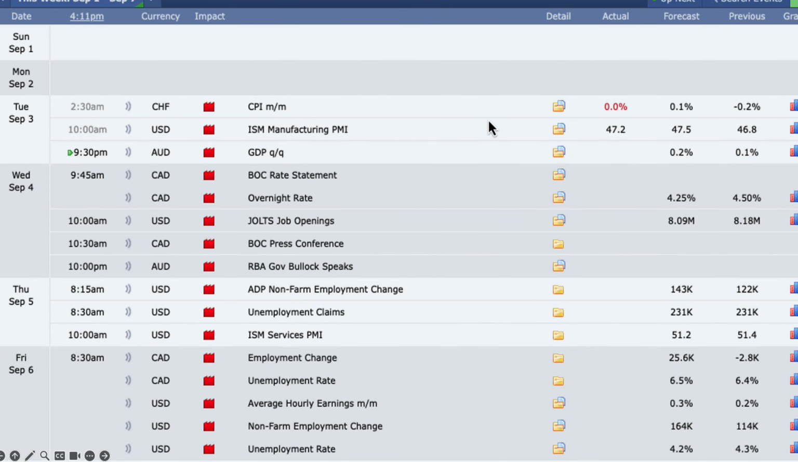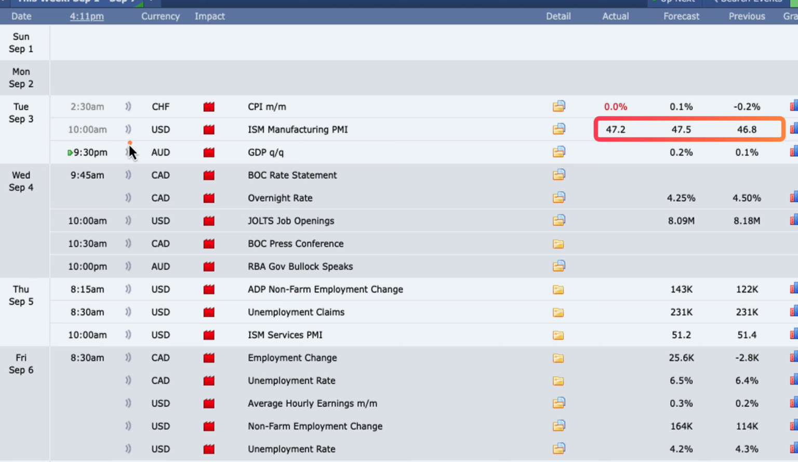As you can see, starting today we had some data, but starting Wednesday, Thursday, Friday, there's a lot on the schedule that we've got to continue focusing on. So we had the ISM number today. You can see that was not a big change, and that was not a big number to focus on.